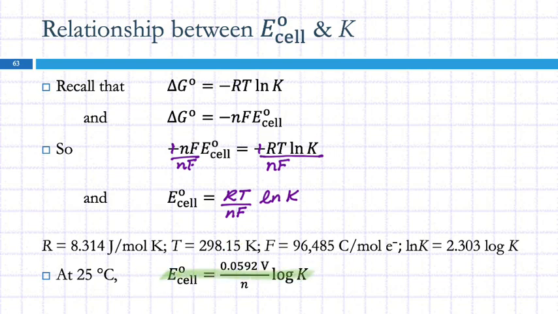which is only valid at room temperature. So the standard cell potential is equal to 0.0592 volts divided by the number of electrons involved in the balanced equation times the base 10 log of the equilibrium constant. Any questions?